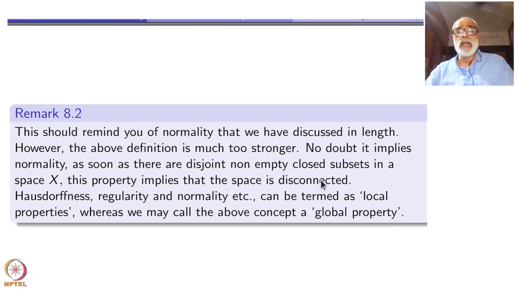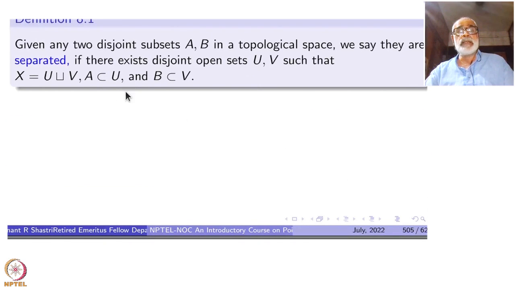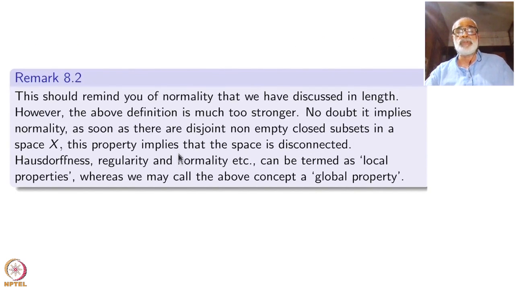Whereas if you have this property, disconnectivity for every disjoint closed sets, then the space will have to be disconnected. So this is very strong. Hausdorffness, regularity, normality, etc. can be termed as local properties, whereas the one which we have introduced now is a global property.